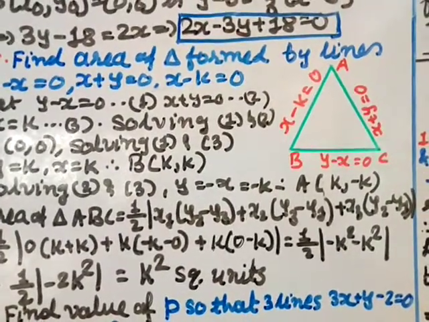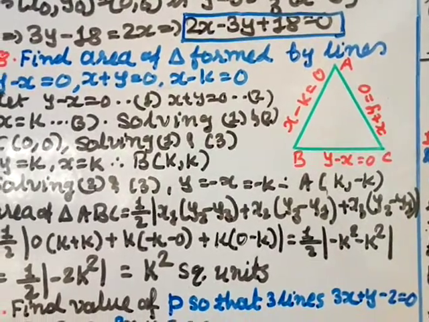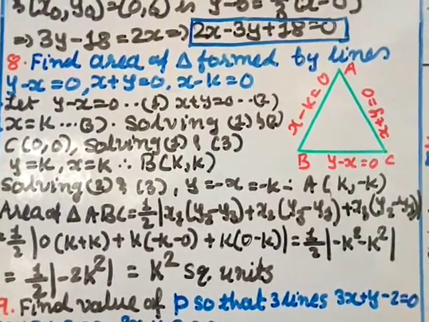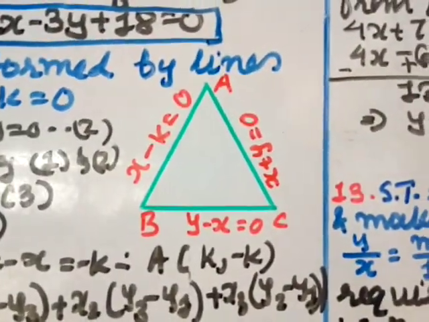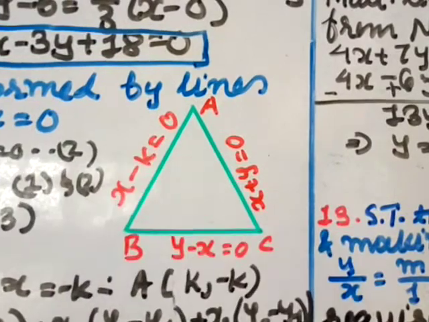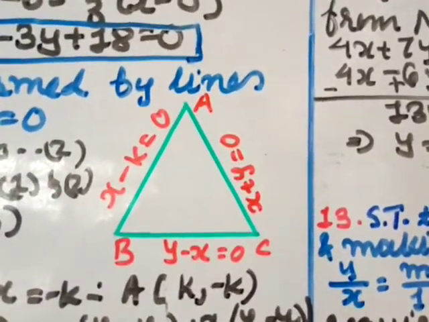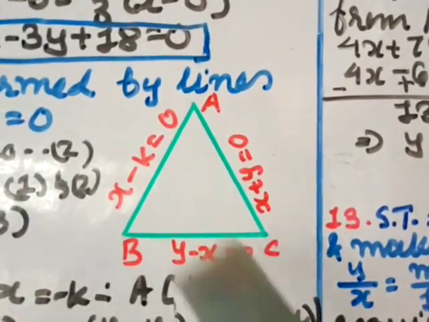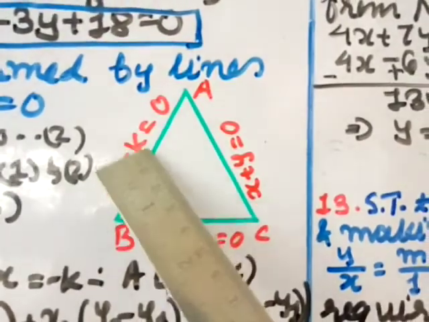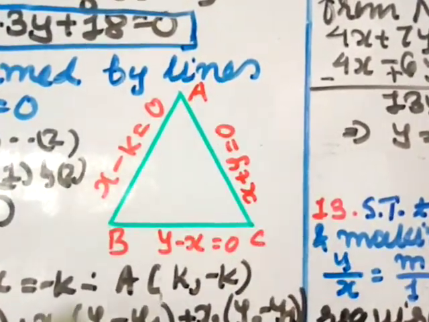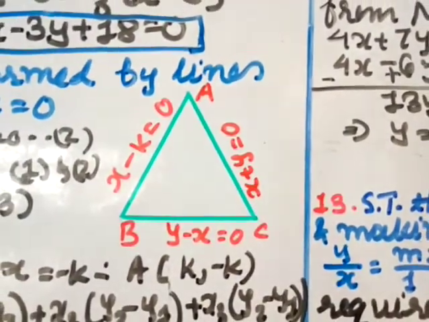Question number 8. Find the area of the triangle formed by the lines y minus x equal to 0, x plus y equal to 0, and x minus k equal to 0. I have drawn the triangle over here, ABC. The side AB I have taken as x minus k equal to 0, BC as y minus x equal to 0, and AC as x plus y equal to 0. I will find the coordinates of all the vertices. By solving two lines you get the coordinates of A, solving another two you get B, and solving the remaining two you get C.